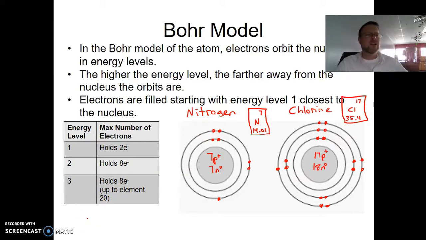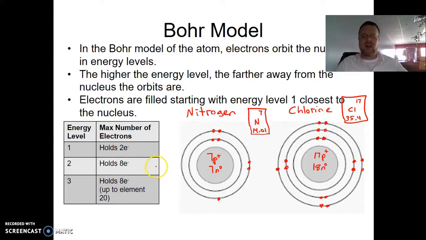And there are some similarities between the wave mechanical model of the atom and the Bohr model of the atom in terms of how many electrons are in each energy level and things like that. The Bohr model is also really good for identifying the number of active electrons in an atom. Now, the most active electrons are going to be these electrons on the outside that are involved in most of the chemistry of the atom.